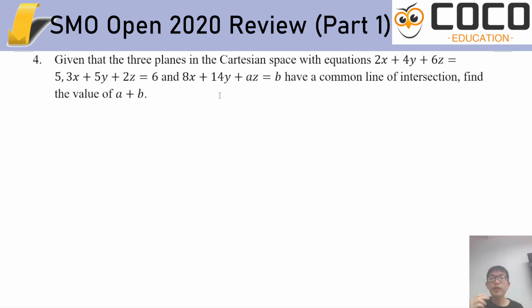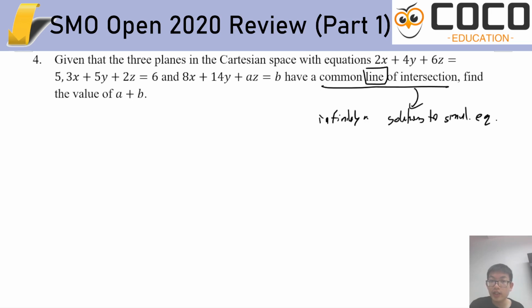Now here we're told that the 3 planes have a common line of intersection. Now 3 planes have a common line of intersection is not going to be the usual situation. It's not the usual situation because if we think of what intersections are, they are just solutions to a bunch of simultaneous equations. And so if it's a line, that means that there are infinitely many solutions to the simultaneous equations.